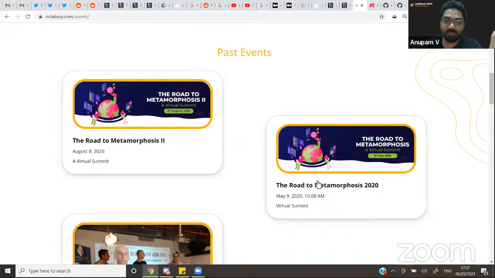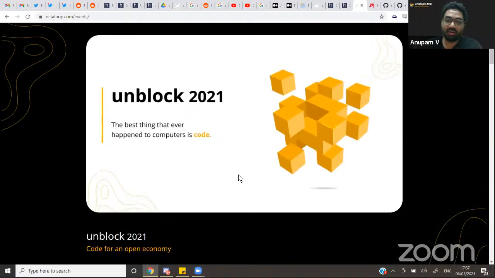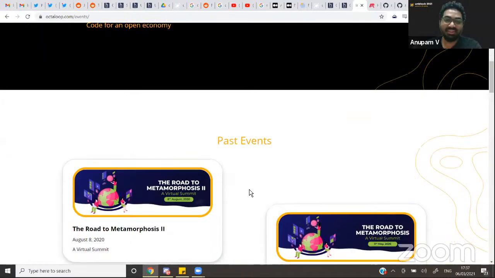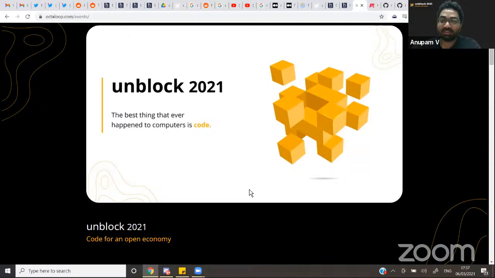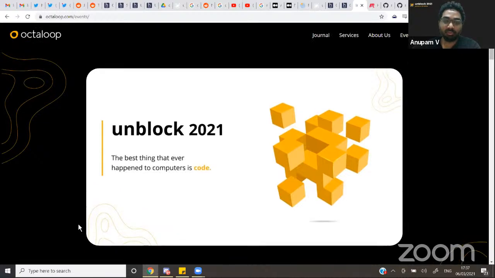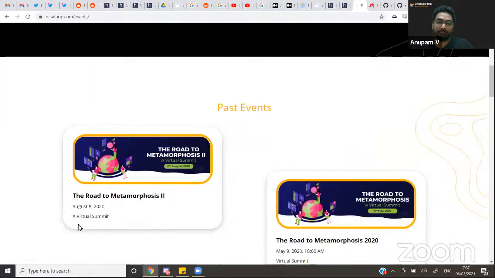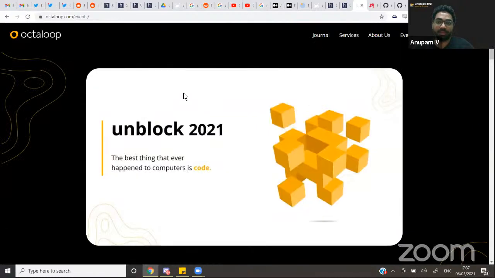Then the next one was the Road to Metamorphosis 2. And now we are here at the Road to Metamorph... oh, wait, not 3, it was just 2. And then the next one, hopefully, we'll just do Metamorphosis. This one we did Unblock 2021, which is also a hackathon but also a summit, because there are a lot of speakers here to speak. I think that pretty much sums up our journey.